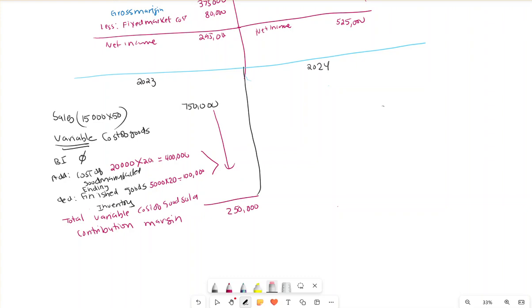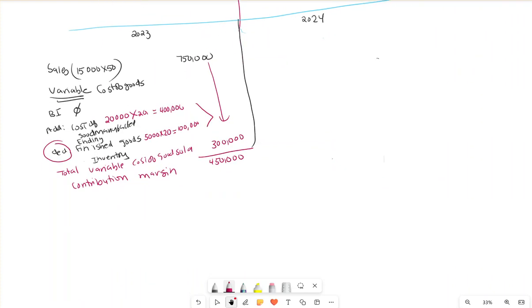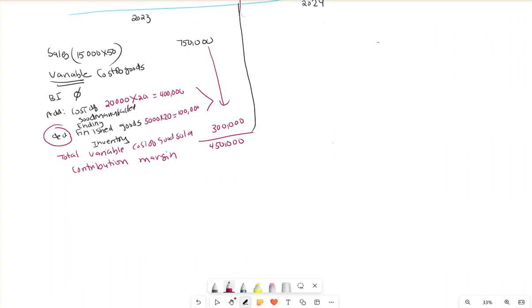I added it, so that's my mistake. If you look at it, this is a deduct. So my cost of goods sold will be 300,000, and this will be 450. So 450 will be my gross contribution margin. It's a deduct. My finished goods, I have to deduct it.